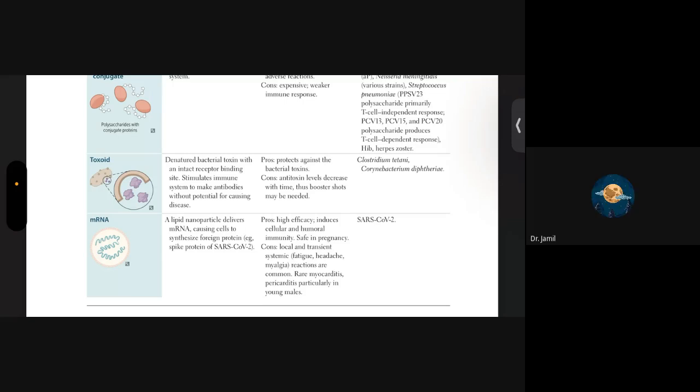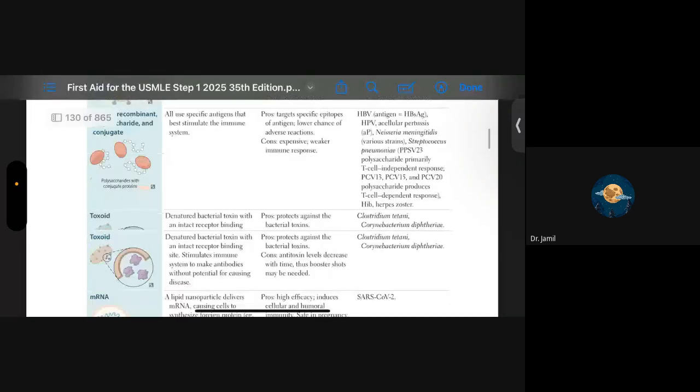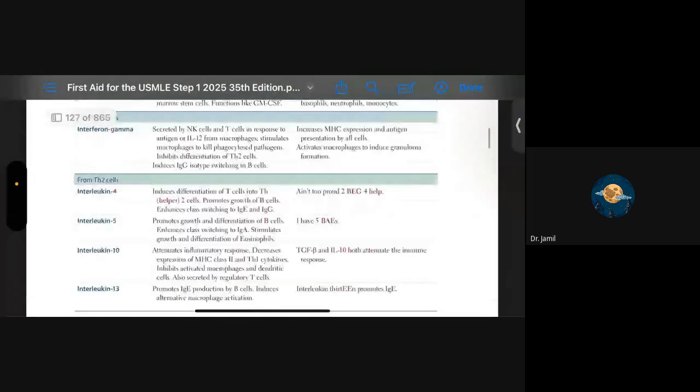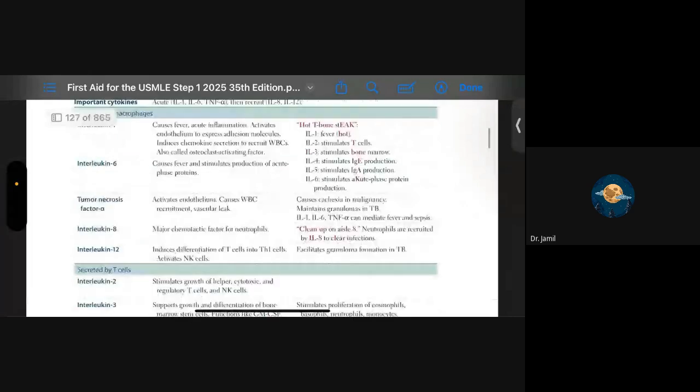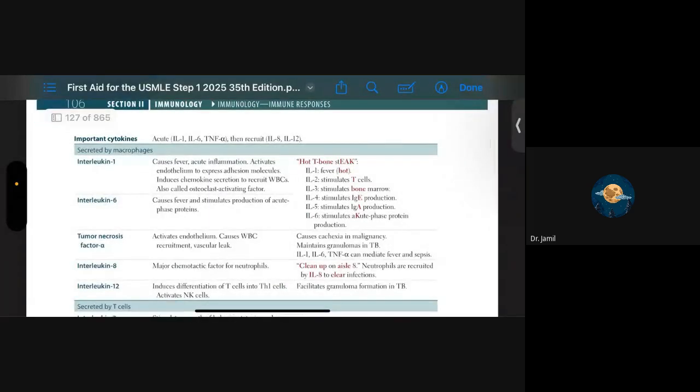Okay. So that was all about vaccination. Let's do our last other topic. That's going to be our cytokines, right? Let's discuss the concept of energy, and then we are going to discuss our last, that is cytokines.